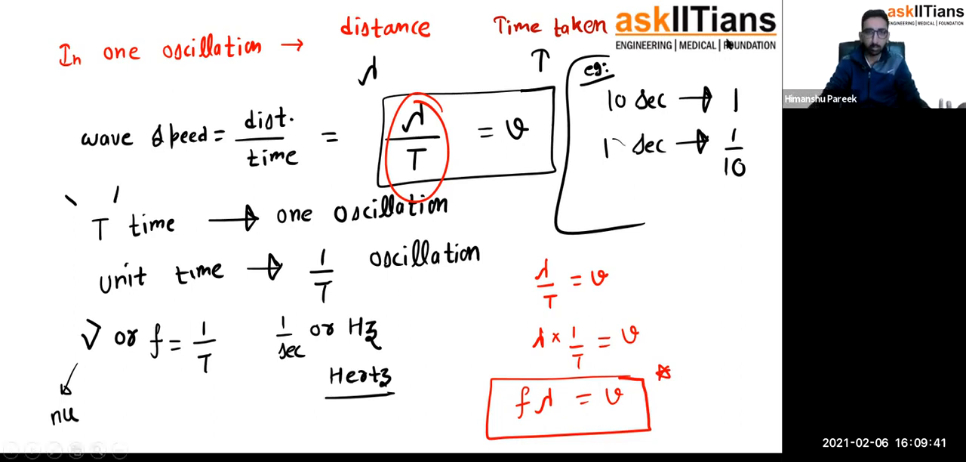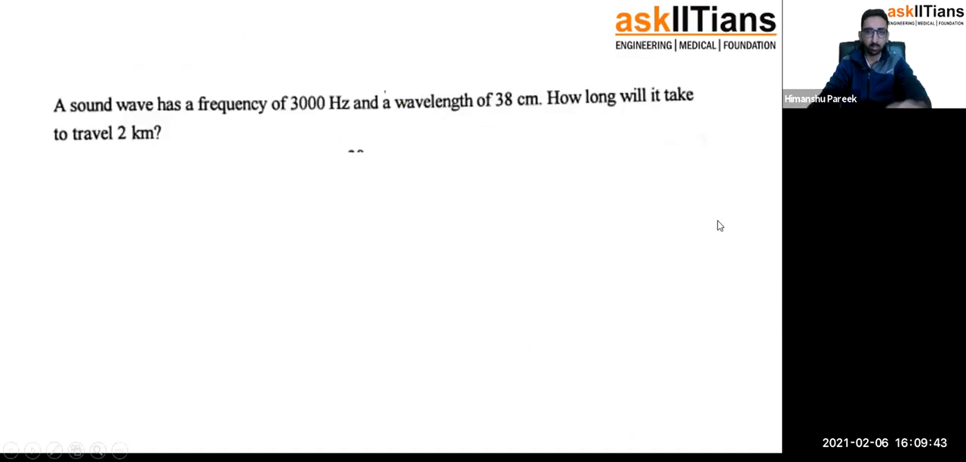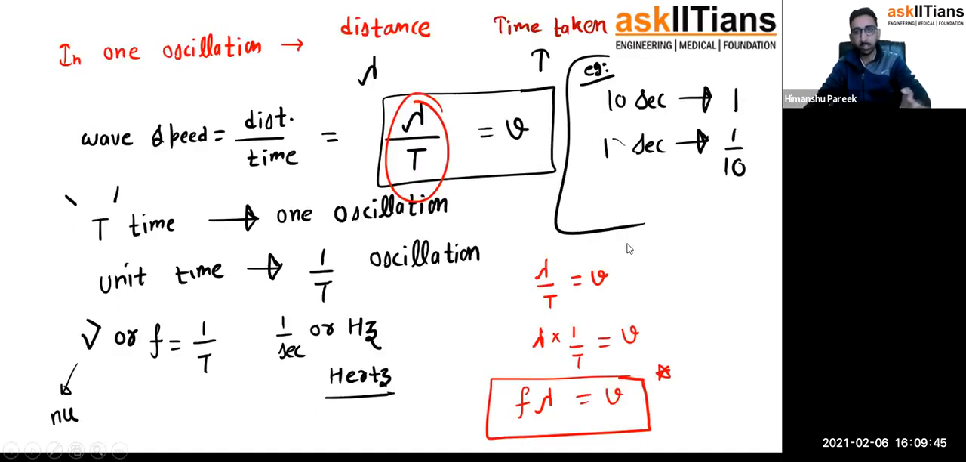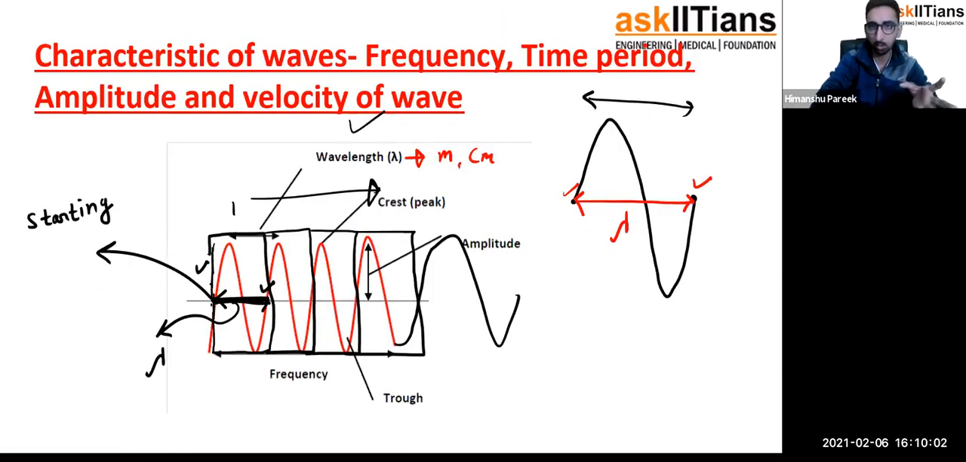I hope you got my point now, what the meaning of frequency is. So frequency is basically the number of oscillations covered by the body in 1 second. Exactly. So that's how we define the term frequency. Correct? Now, let us go ahead with the second part. I guess you have understood what is frequency, what is time period, what is velocity of wave.